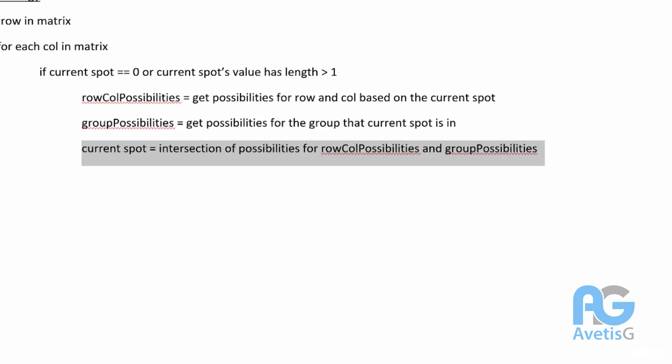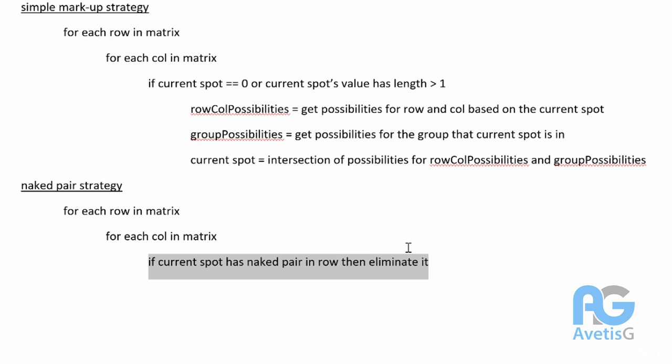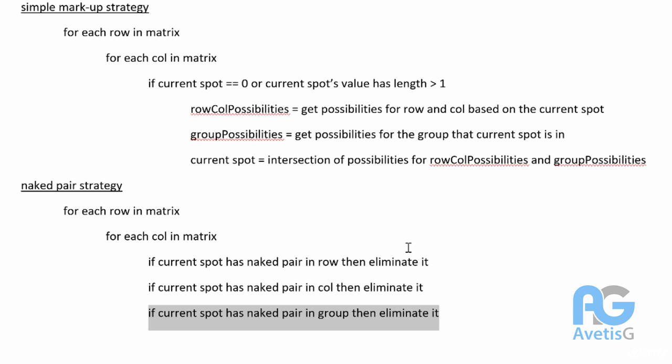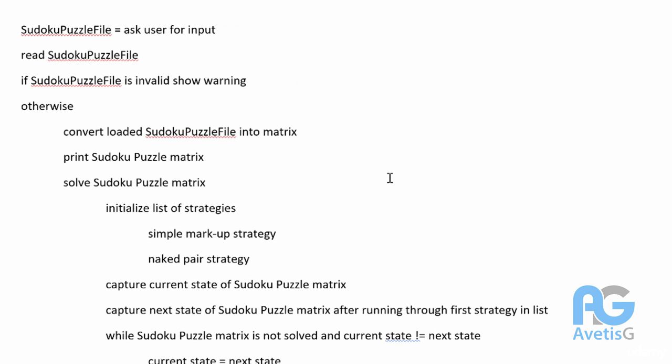And now, going back, we can explore the naked pair strategy. For this one, we say for each row in the matrix and for each column in the matrix, if the current spot has a naked pair in the row, then eliminate it. If the current spot has a naked pair in the column, then eliminate it. If the current spot has a naked pair in the group, then eliminate it. Those are the strategies, and this is our algorithm that we will be using for our Sudoku solver.